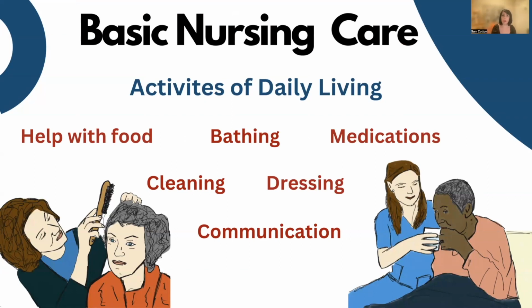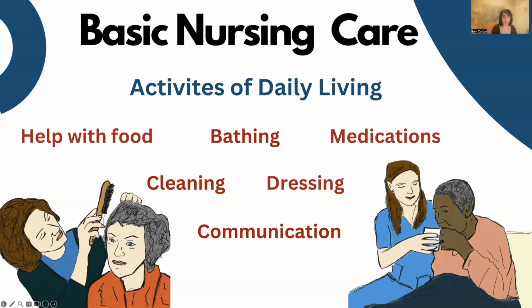In your role, you might be doing some of this hands-on care with a person with Alzheimer's disease or another type of dementia. So things like helping them with food, helping with bathing, helping give them medications, helping with cleaning, with those general household tasks that need to happen every day, helping with dressing, getting ready for their day. And in some situations, really helping them with that general communication because their language and communication skills are impaired because of the disease.